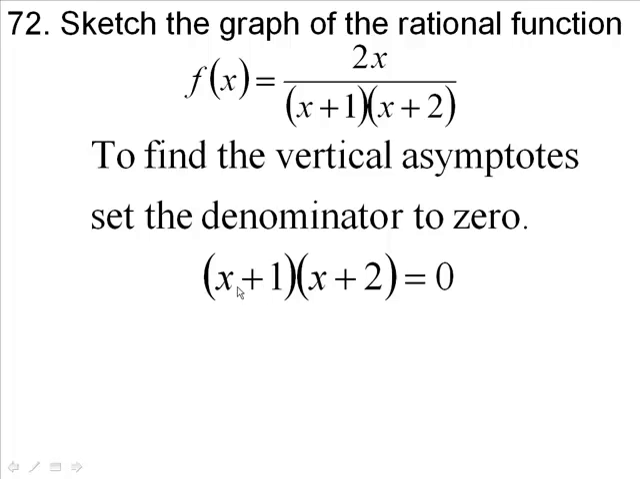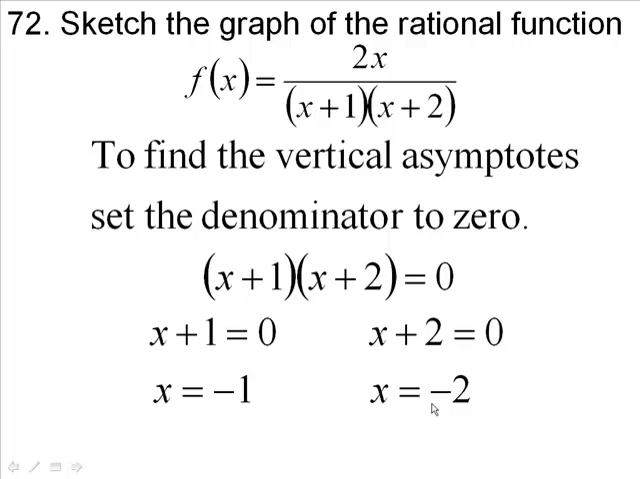Then we'll split this up. We'll say x plus 1 is 0 or x plus 2 is 0. In this case, x is going to be minus 1 or x is going to be minus 2. So these are my two vertical asymptotes. All right.